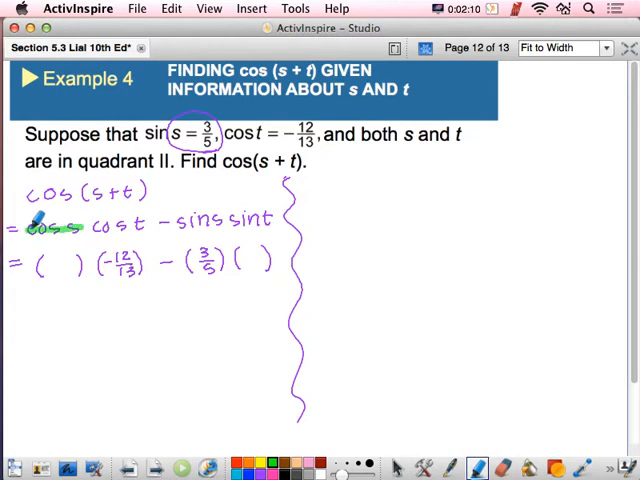What's the one thing we know about S? We know that its sine is 3/5. What do we want to know about S? The cosine. So one way, when we're dealing with angle S, to do that would be to use the identity sine squared plus cosine squared equals what? 1. So then we could just plug in the one we know and solve for the one we don't know.